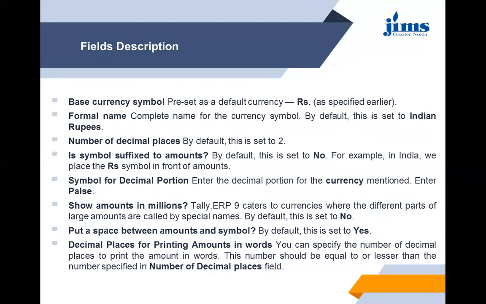Is symbol suffixed to amount: by default, this is set to no. For example, in India, we place the rupee symbol in front of amounts. Symbol for decimal portion: enter the decimal portion for the currency mentioned. Enter paise. After the decimal portion, we need to mention the currency. Then show the amounts in millions: Tally ERP9 caters to currencies where the different parts of large amounts are called by special names. By default, this is set as no. Put a space between the amount and symbol: by default, this is set as yes.